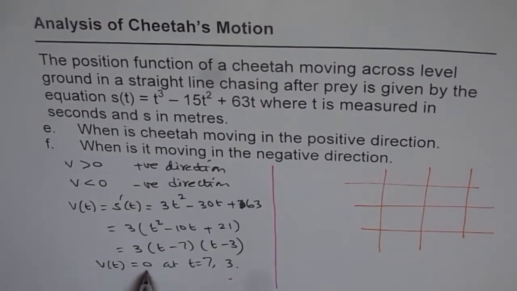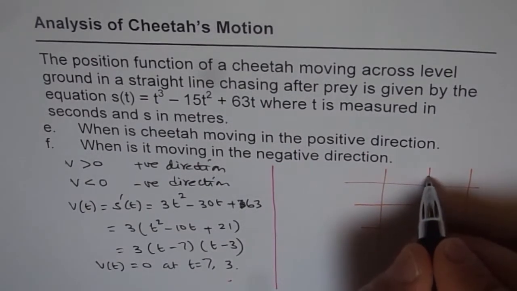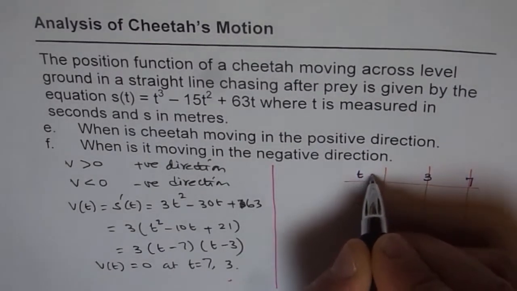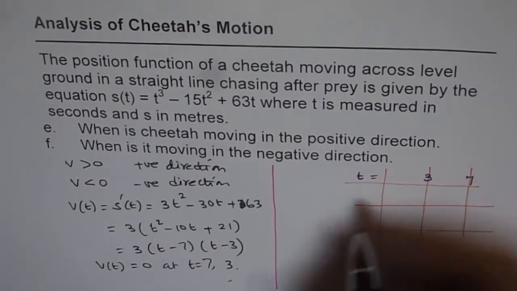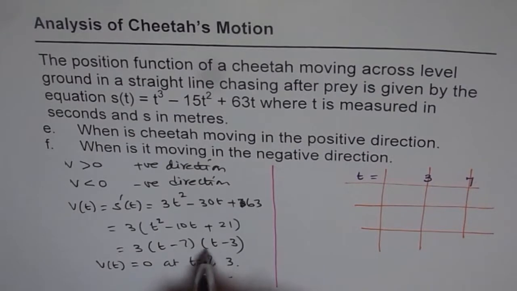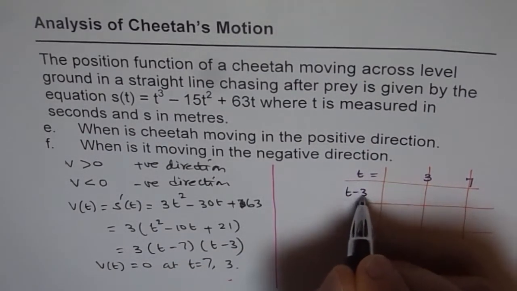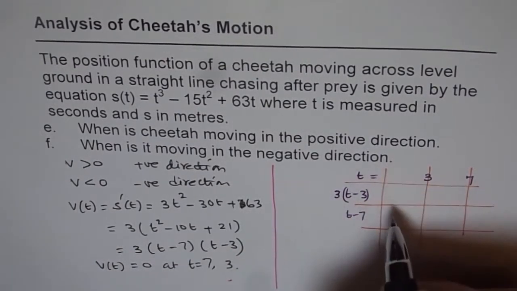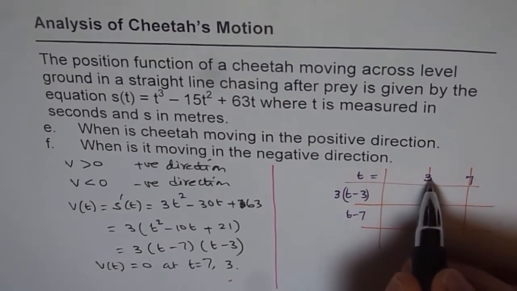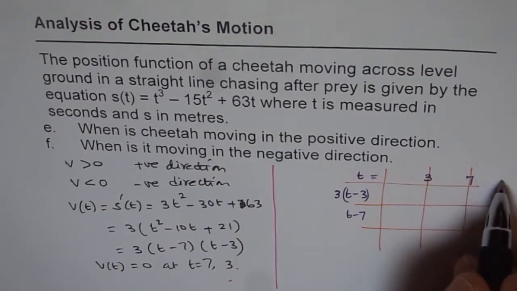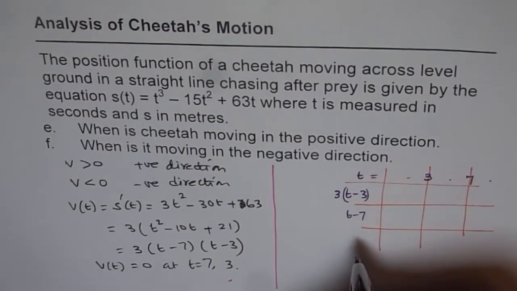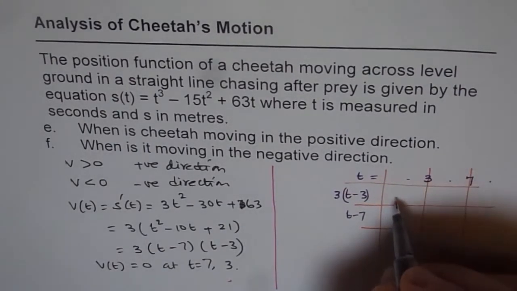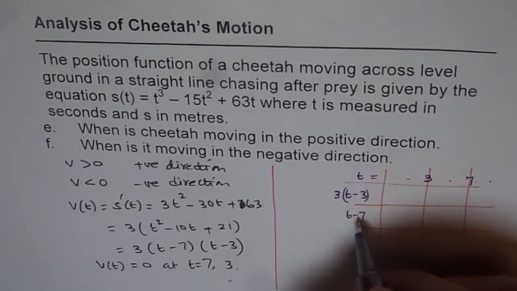We know that velocity is 0 at t = 3 and 7. So let's say these are our points, 3 and 7. This is time, right? Now the function v(t) is 3 times (t - 3)(t - 7). So let's write down the factors as (t - 3) and (t - 7); the 3 we can associate with any one of them. Now let's take test points before and after. These are my zeros, correct? When we have zeros, they divide our domain into 3 parts. So let's take test points in each part and figure out in which part the factors are negative or positive.